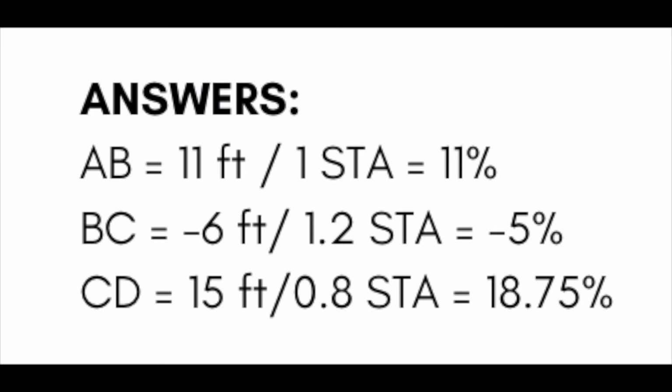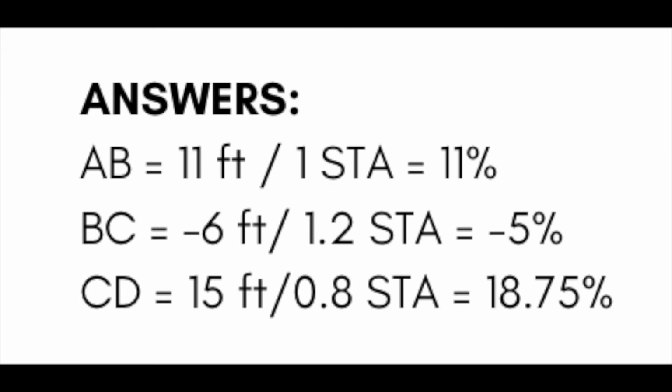Okay, here are the answers for segment AB. We get a rise of 11 feet over one station. That's 11% grade. For segment BC, we get a drop of -6 feet, and that's over a horizontal distance of 1.2 stations. That gives us a -5% grade.